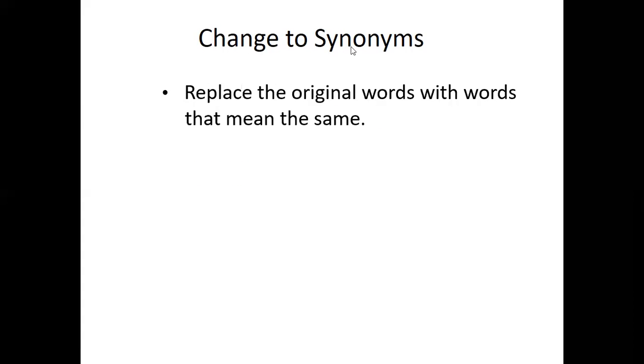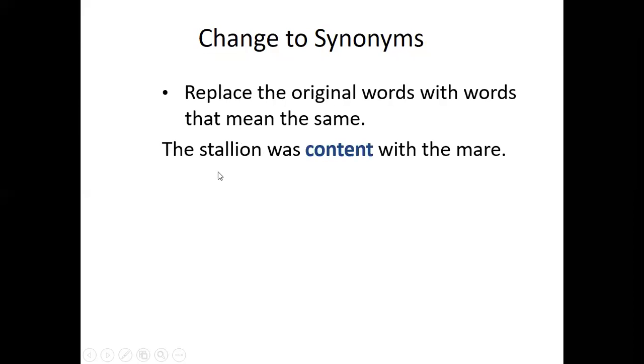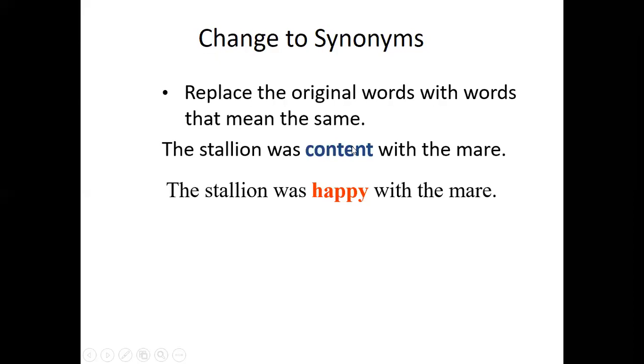Now let's see how we can change to synonyms. We replace the original words with words that mean the same. For example, the stallion was content with the mare. When we want to replace the word content, we look for another word with a similar meaning, and here we have used the word happy. The stallion was happy with the mare.